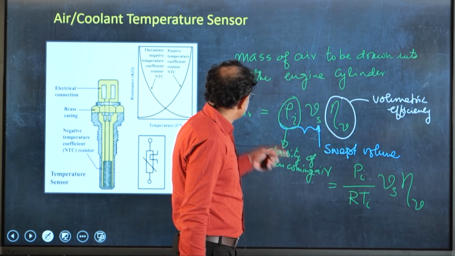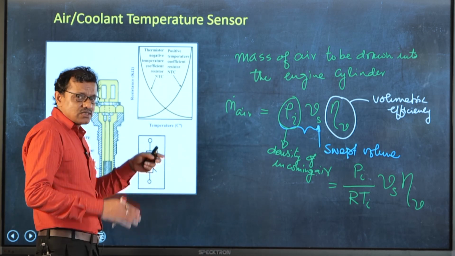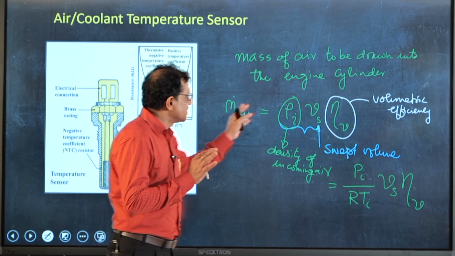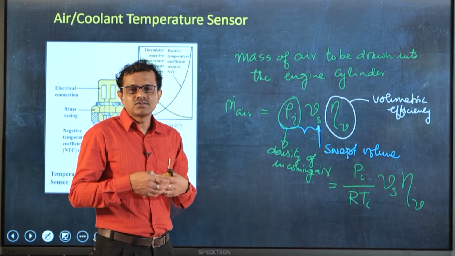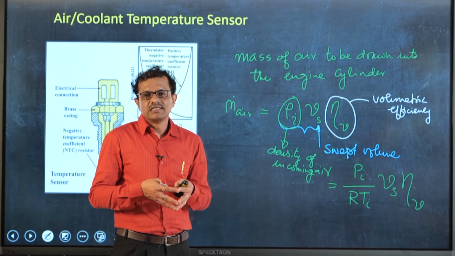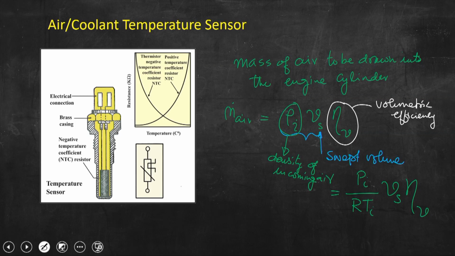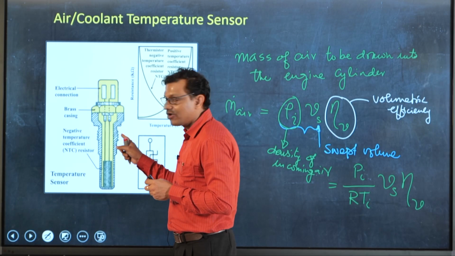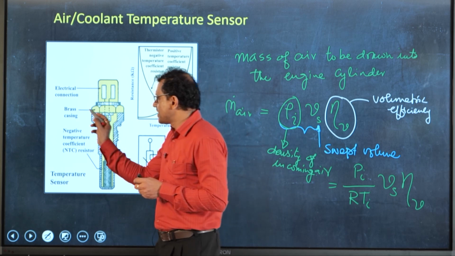So, what this sensor does: the sensor can be attached to the intake manifold, as I told you, to measure the temperature of the incoming air, and the sensor can also be attached to the cooling water jacket to measure the temperature of the engine block or engine cylinder. Now let us come to this particular part. We can discuss a little bit of the hardware of this sensor. What we can see is that the sensor has a brass casing.